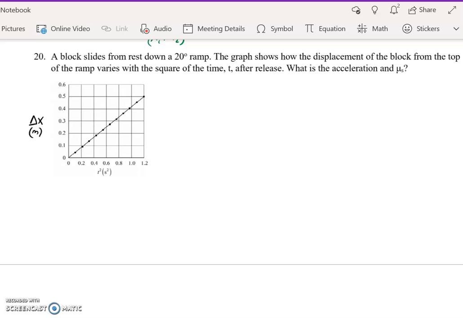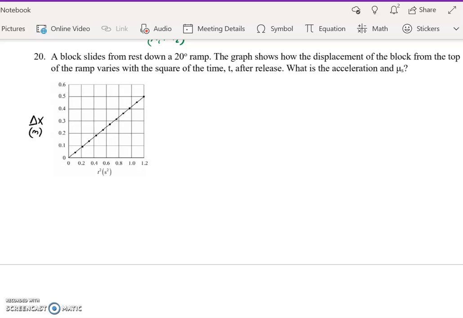Last problem, number 20. The block slides down from rest down a 20-degree ramp. The graph shows how the displacement of the block from the top of the ramp varies with the square of the time t after release. And we want to know the acceleration and mu.